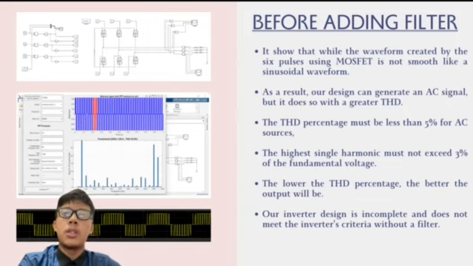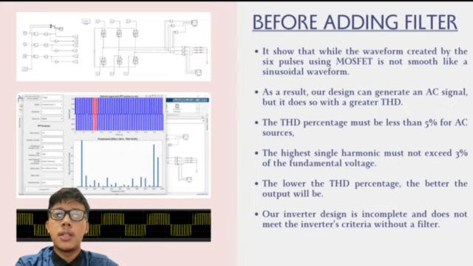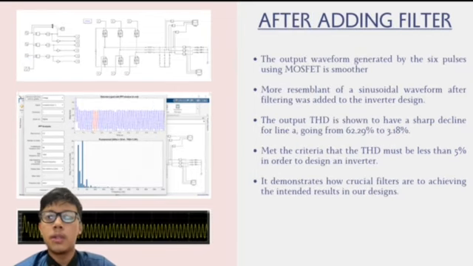The THD percent must be less than 5% of the AC source. The higher signal's harmonic must not exceed 3% of the fundamental voltage. The lower the THD percentage is, the better the output will be. So our inverter design is incomplete and does not meet the inverter criteria without a filter.